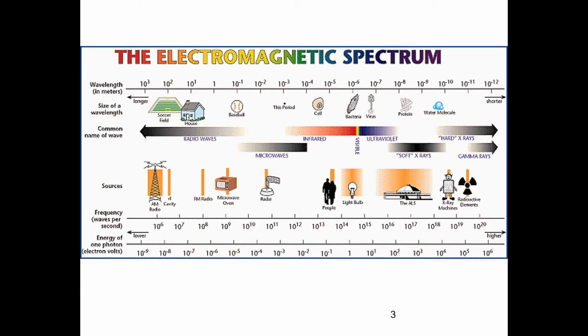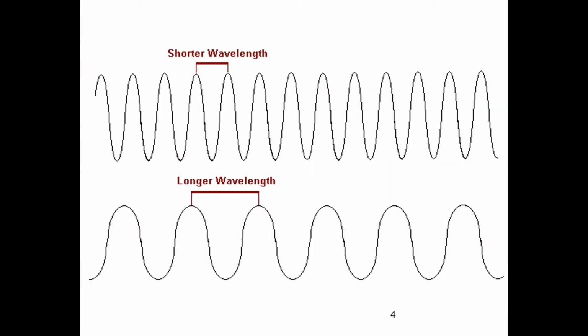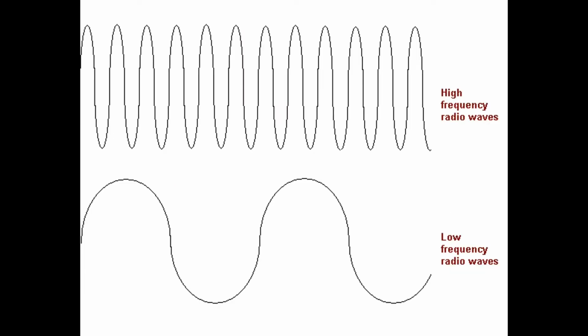Here's the spectrum. It goes from radio waves, microwaves, infrared waves, visible light, ultraviolet waves, X-rays, and gamma rays. The only difference between the waves of the electromagnetic spectrum is the wavelength and the frequency and the energy. Remember, wavelength is the size of the wave measured peak to peak, and frequency is the count or number of waves per second.